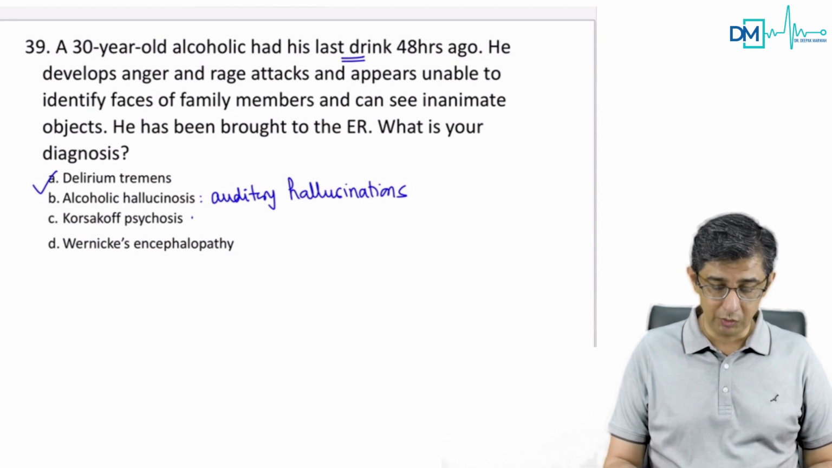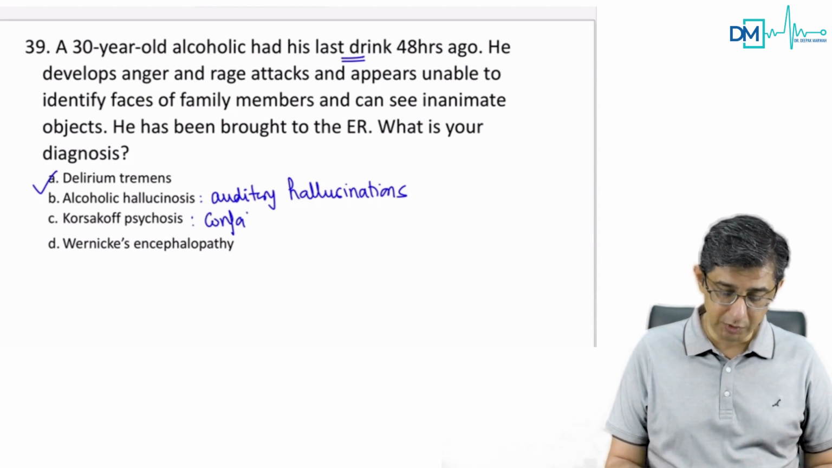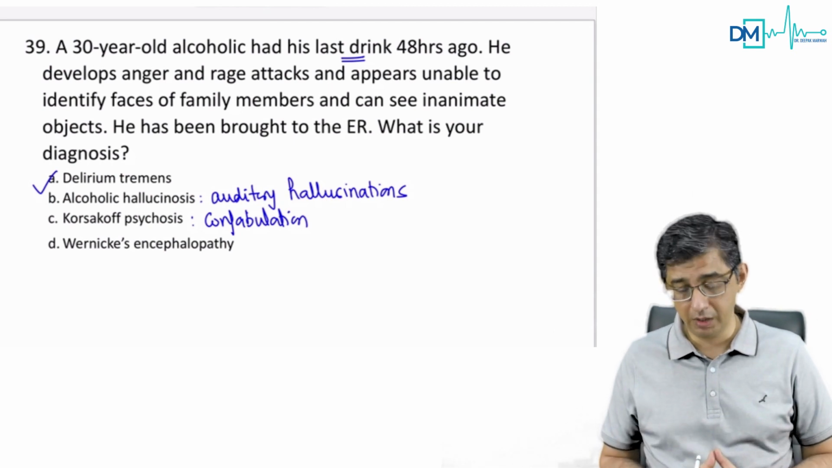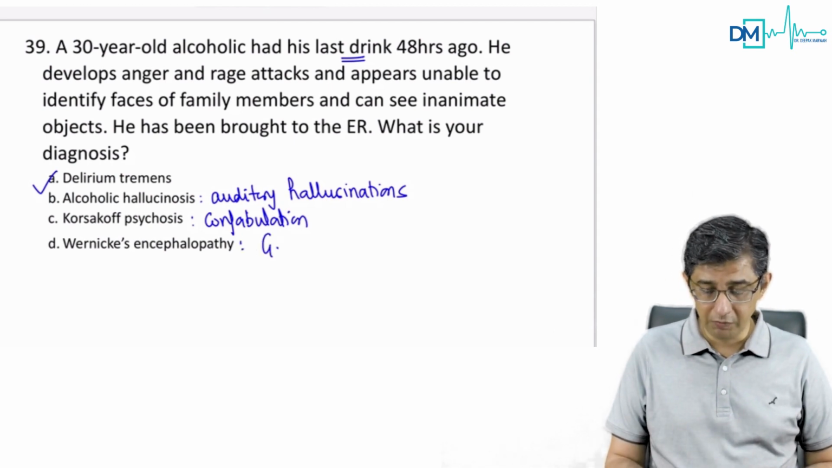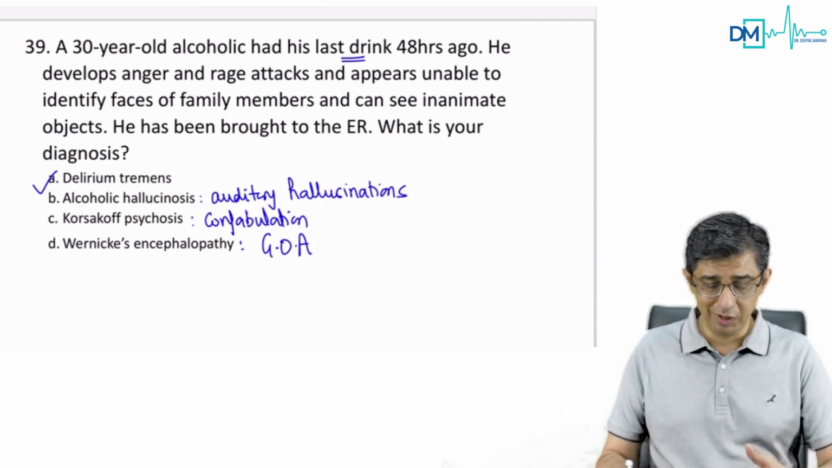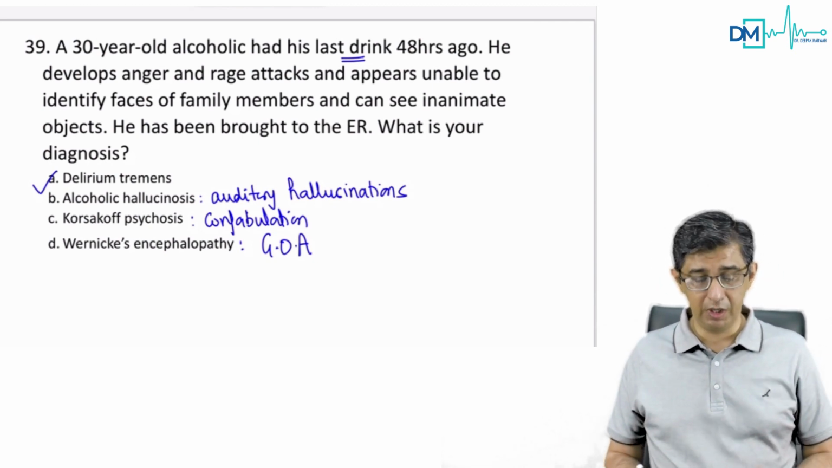In Korsakoff psychosis, we have confabulation. He becomes a pathological liar. There is no confabulation, no antegrade amnesia given here. In Wernicke's encephalopathy, you anyway know the mnemonic GOA, that is global confusion, ophthalmoplegia and ataxia. So because none of those features are given in the question, our answer is DT.